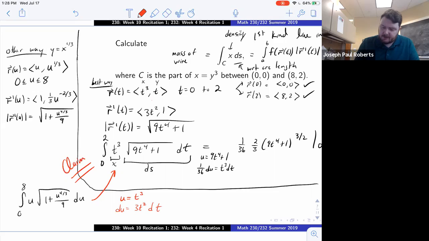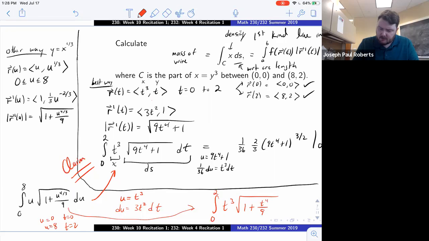So if I start substituting in, when u is 0, t is 0, and when u is 8, if 8 is t cubed, then t is 2. So my bounds change to 0 to 2, and then u becomes t cubed, and I get the square root of 1 plus, so u to the 4/3 is t to the 4th, over 9, times 3t squared dt.